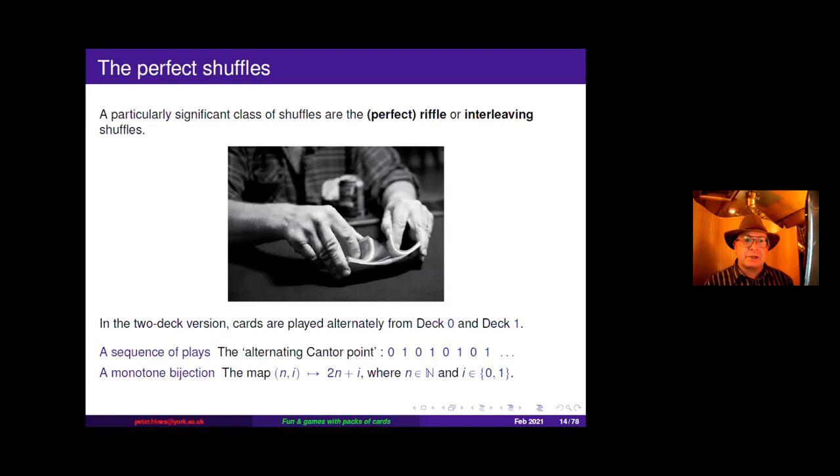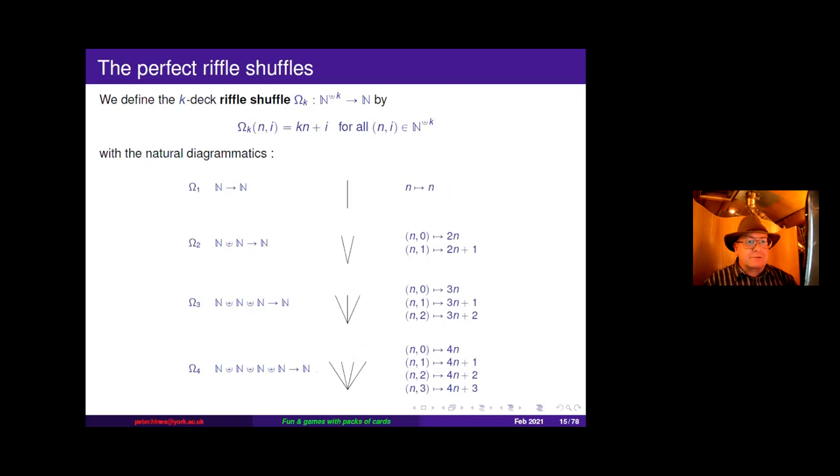And well, why stop with two decks of cards? Under no circumstances are we going to do just two decks. We're going to define the arbitrary k-deck riffle shuffle to be the bijection from k copies of the natural numbers to one copy of the natural numbers, that is essentially the natural generalization of our riffle shuffle. Cards come in order from decks 0 to k minus 1, and start at the beginning and come from 0 to k minus 1 again. And we're going to take the natural diagrammatics for this, and indeed the function is about as simple as it gets, (n, i) maps to kn plus i.